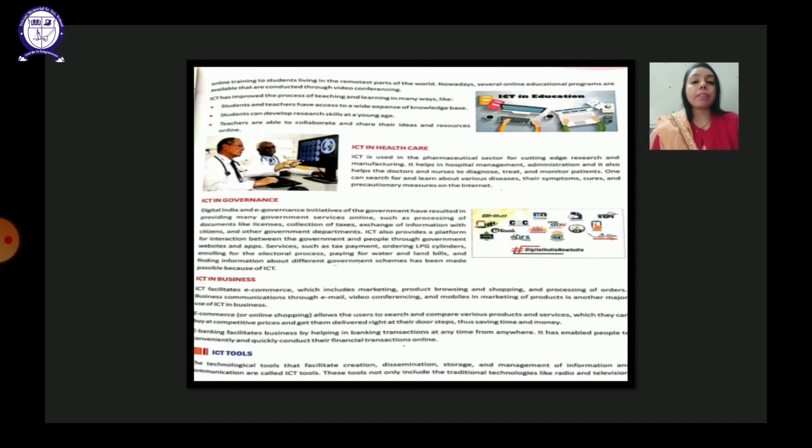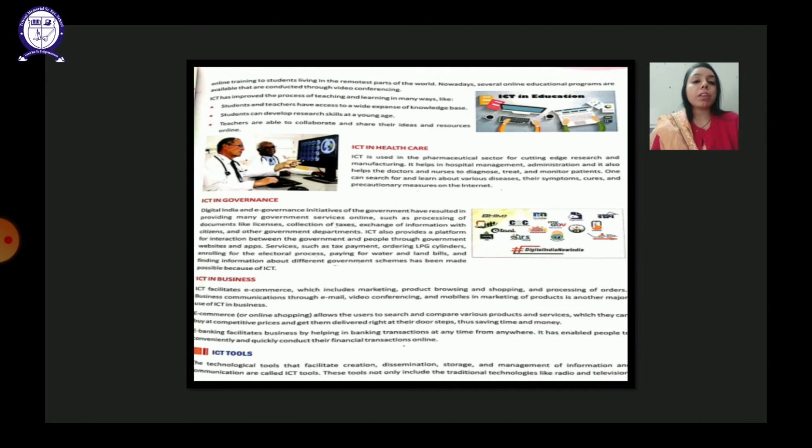Next, in business we have e-banking also, which facilitates business by helping in business transactions and banking transactions at any time. You can transfer funds, you can book any FD, you can check the interest rates. So e-banking can also be done online.